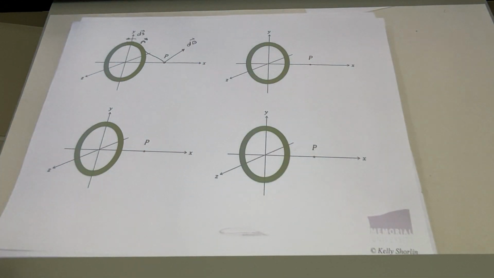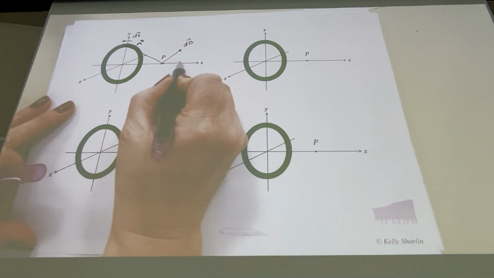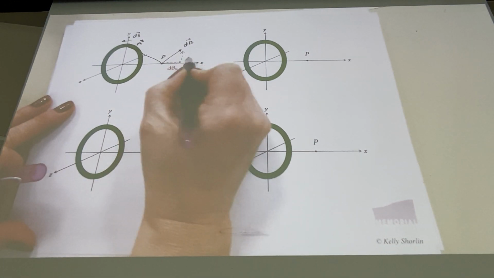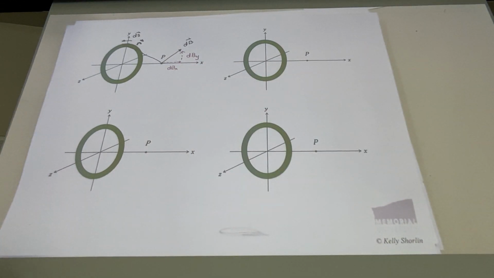I guess it points a little bit in positive x and a little bit up. So it's got two components, x and y. The x component is in the positive x direction, dBx. The y component is in the positive y direction, dBy. And you should 100% do this for yourself so you convince yourself with the right-hand rule.